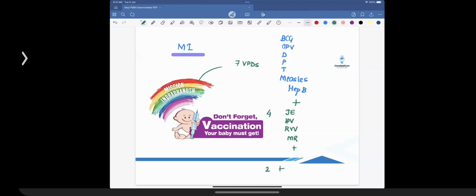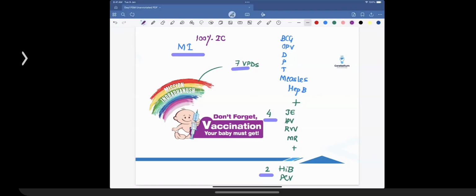Yes, Haemophilus influenzae B and pneumococcal conjugate vaccine. So a total of, if you see carefully, 13 vaccines are covered under Mission Indradhanush, not 7. 13 vaccines which give coverage against 12 diseases. The main purpose of Mission Indradhanush is 100% immunization coverage.